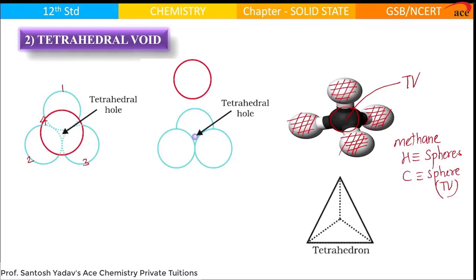So, that was about tetrahedral void. Now, what is the coordination number of tetrahedral void? The coordination number of tetrahedral void will be 4. Why will it be 4? Because it is surrounded by 4 spheres. So, because it is surrounded by 4 spheres, its coordination number is 4.